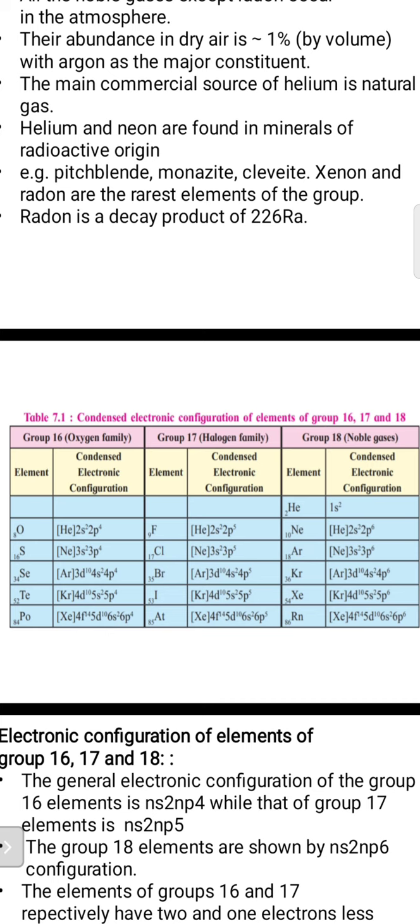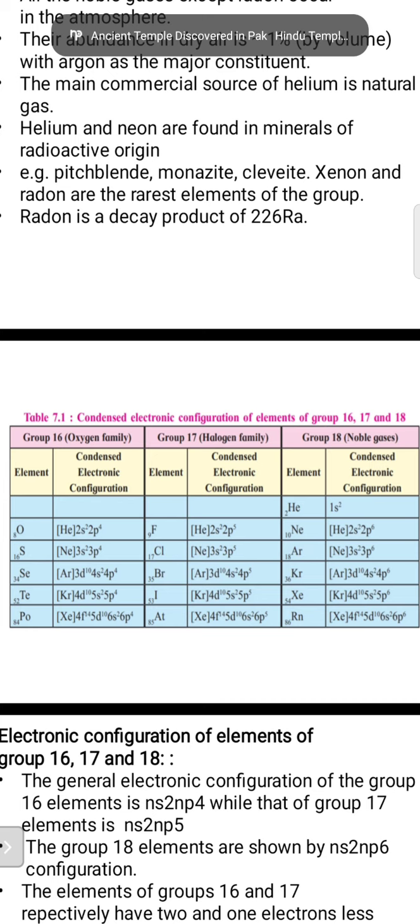Neon has atomic number 10. So up to 10, 1s2 2s2 2p6 is there. Instead of that, you can write the neon symbol Ne in square brackets. Later, the rest of the configuration, that is 3s2 and 3p6, we can write. So this configuration is called condensed electronic configuration. This table indicates such condensed electronic configuration of certain elements.